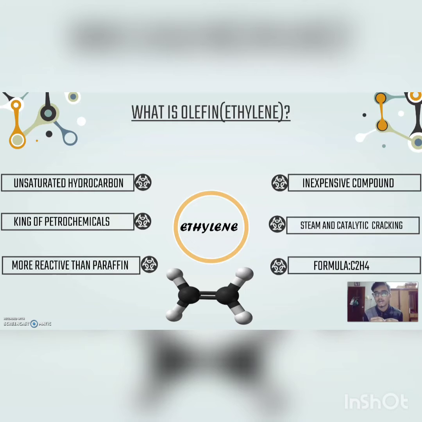Olefins are also inexpensive compounds to get, and ethylene can be produced in two ways, which are steam and catalytic cracking. The most common way that most industries use is steam cracking, due to its compatibility. So the basic formula for ethylene is C2H4.